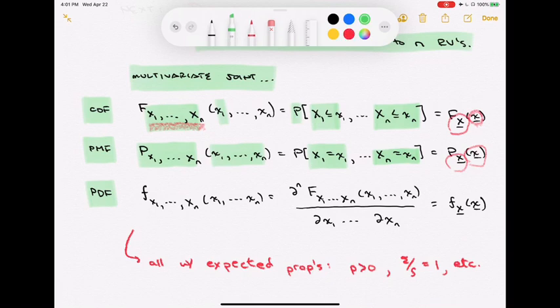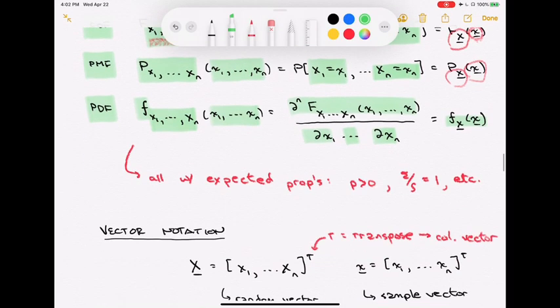Probability density function joint across multiple variables, same sort of thing. I'm going to use a little f of x1 through xn of little x1 through little xn, and we can get that by doing a partial derivative of our joint CDF with respect to each one of those variables, x1 all the way through xn. Notationally, we will just let that again be f sub X underbar of the vector of observations little x underbar.